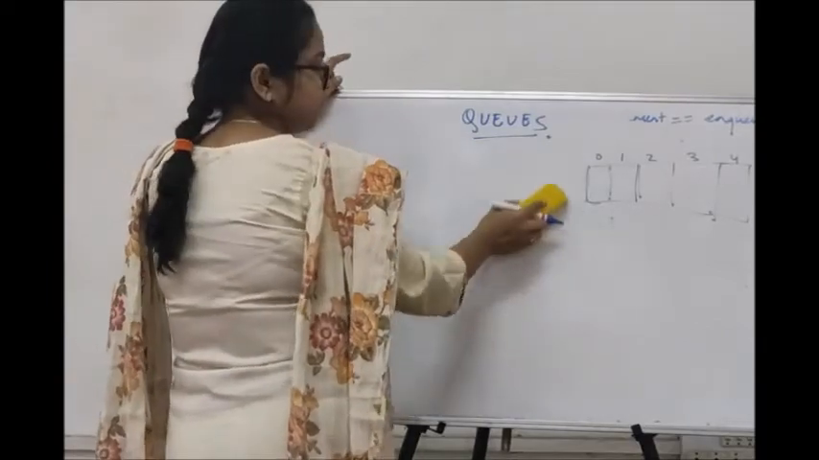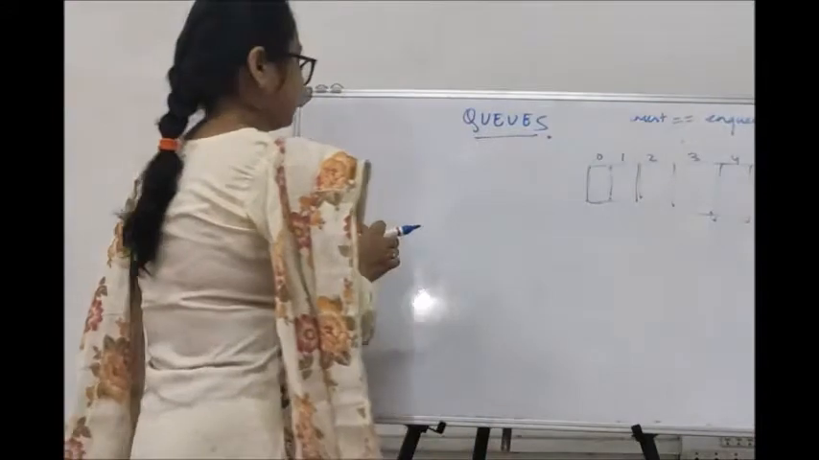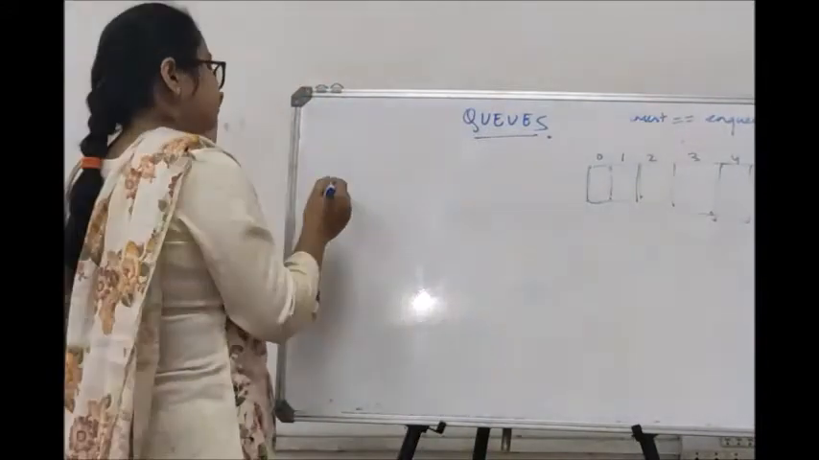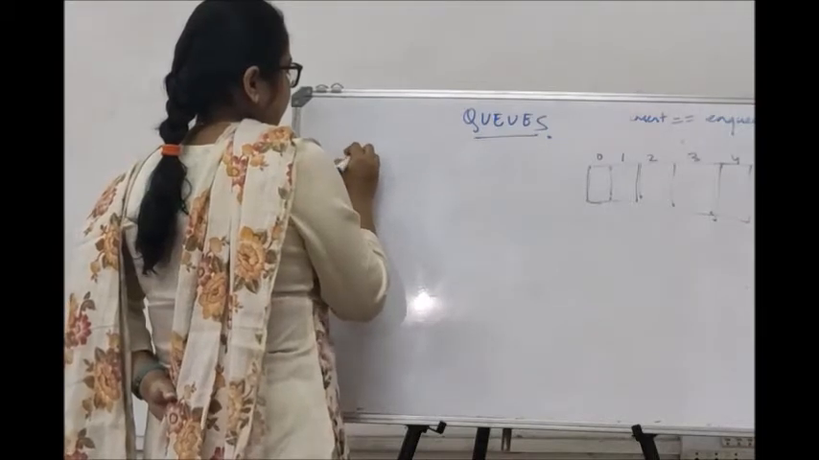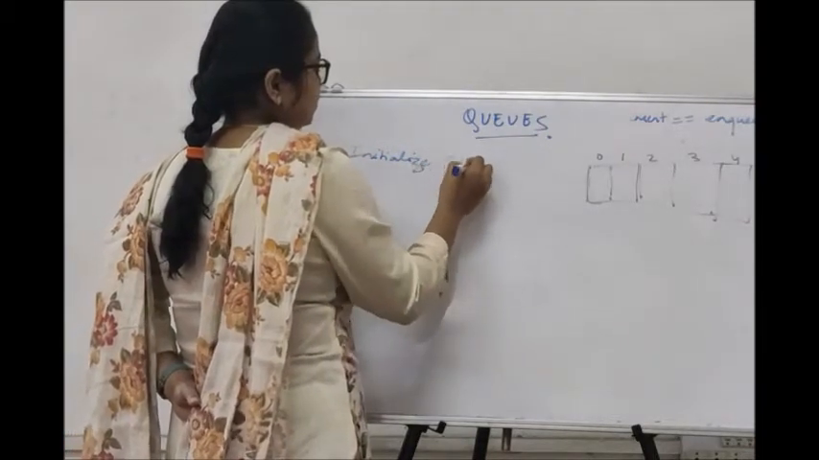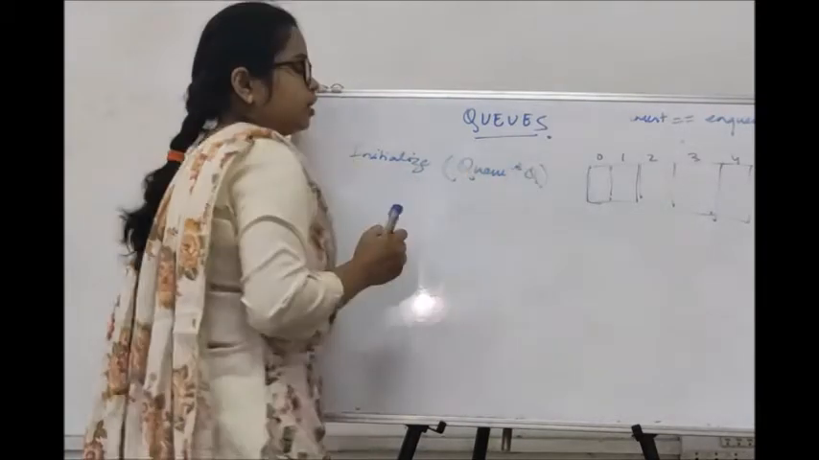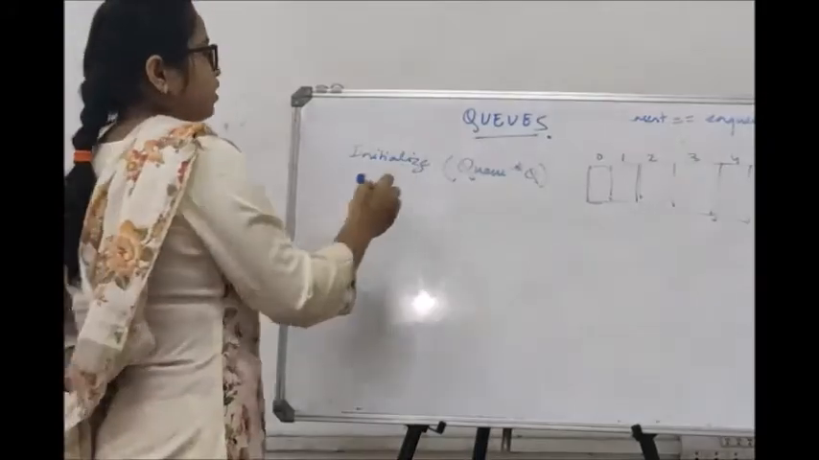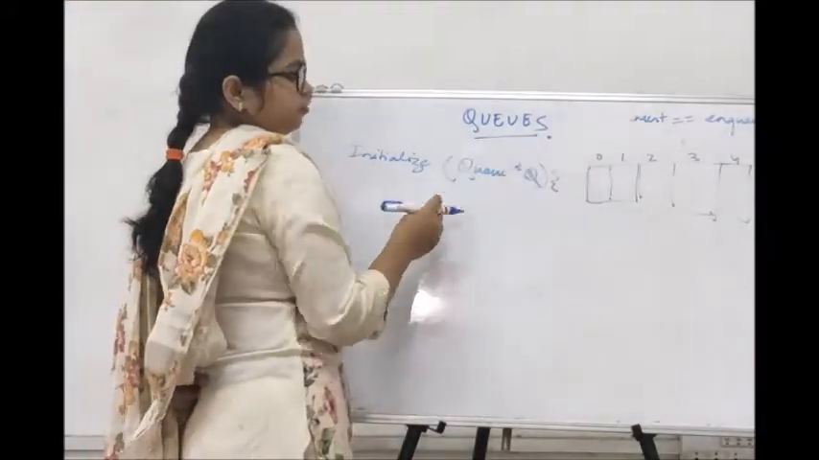So our size is 5. I hope you noted all that. Now let us define the Q. So I'm writing a function, initialize, which takes a Q star Q. Now, this is a pointer to an instance of Q.